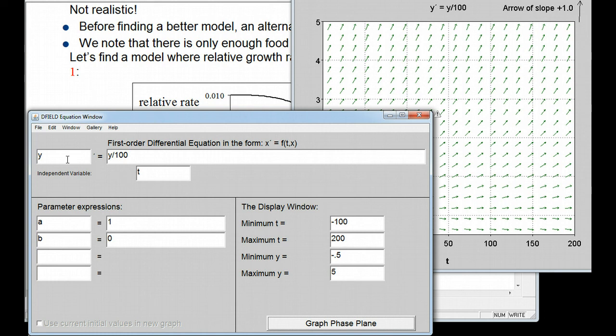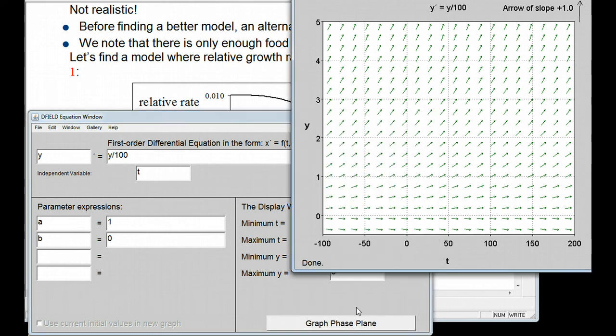So what I've done is I've entered in y prime equals y over 100, independent variable t, and I put in the display window, and I just press graph. The phase plane is really a terminology for a more sophisticated idea, but it's really just graph what's called the slope field. Okay, so what does this do?